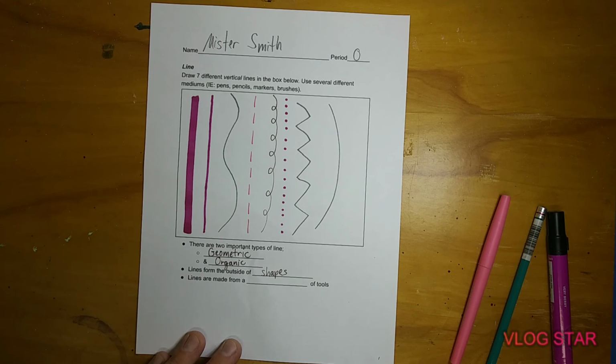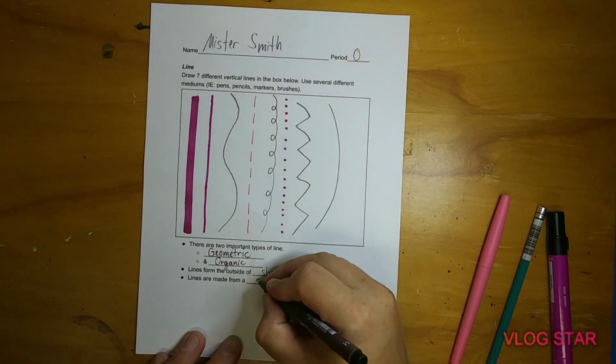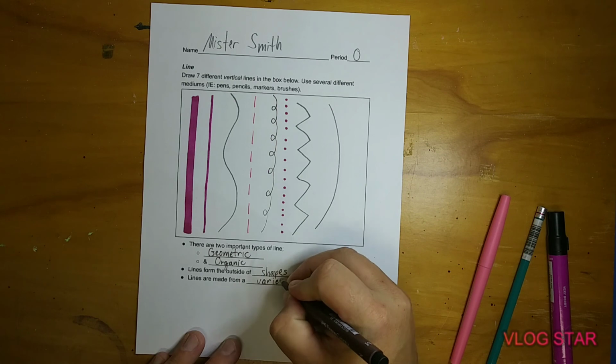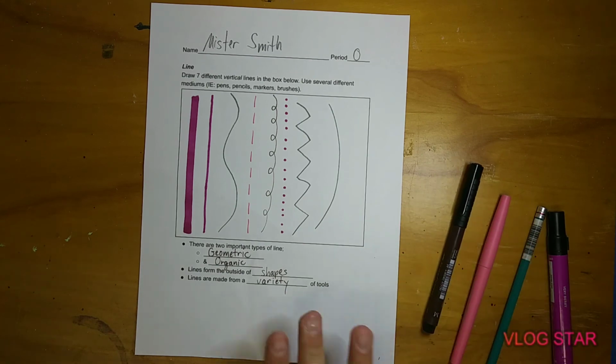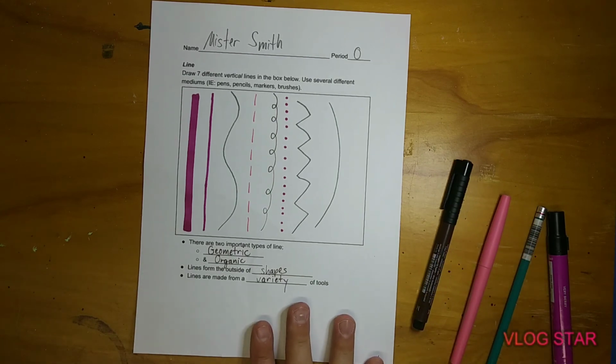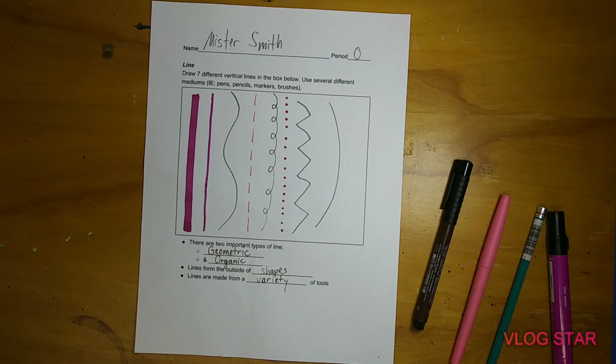Lines are made from a variety of tools. So you can see that right there. We've gone through 4 just in talking about line. Line is so important.